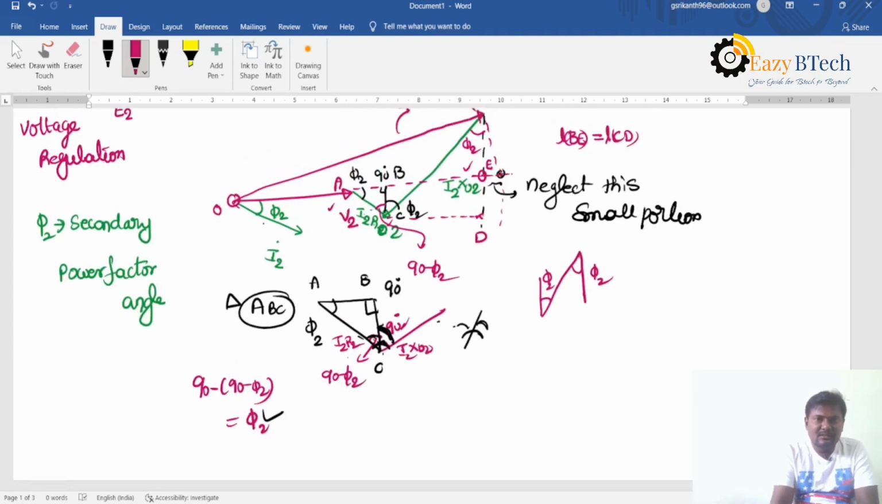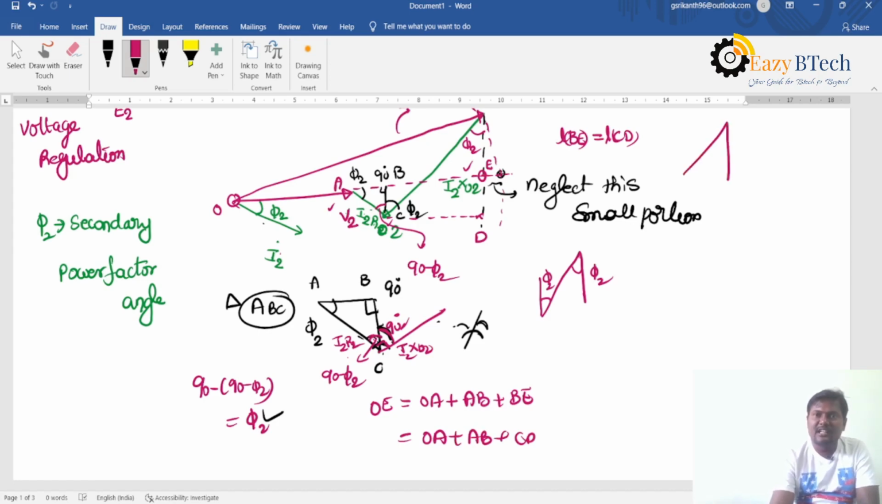Now OE is equal to OA plus AB plus B. OA plus AB plus B is equal to CD. Here one right angle triangle is formed. So this is a right angle triangle. And this is sin phi 2, the opposite side. So this one is I2 X02, the hypotenuse value is I2 X02.